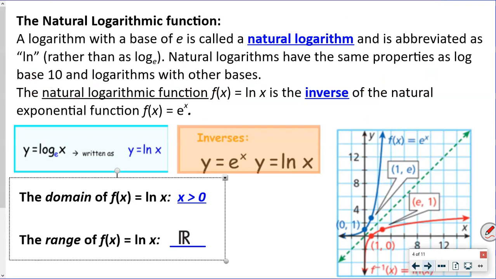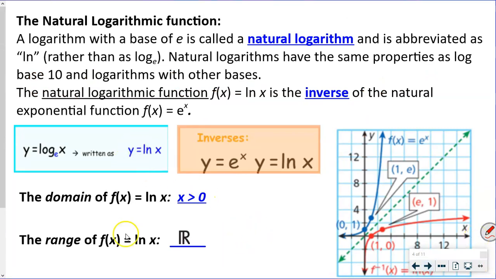So now we're also going to talk about the natural logarithm. And that's your ln on your calculator. What we had to do to get to e was do second ln. So a logarithm with a base of e is called the natural logarithm, and it's abbreviated as ln rather than log base e. Natural logarithms have the same properties as log base 10 and logarithms with other bases.